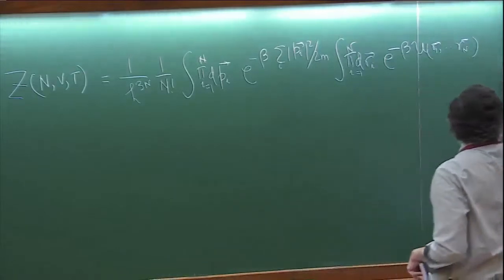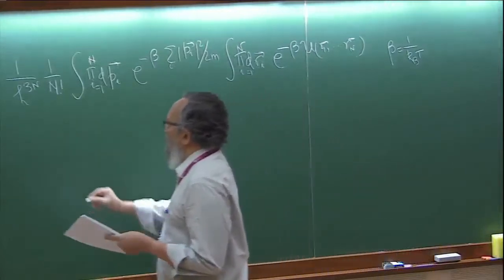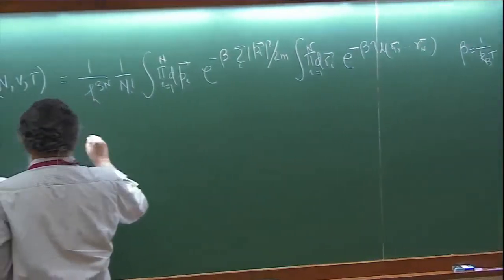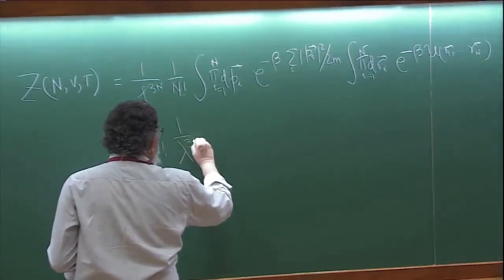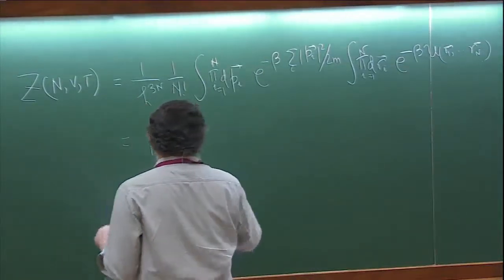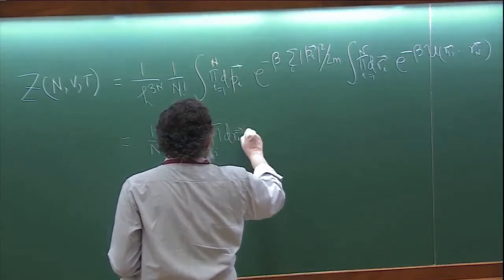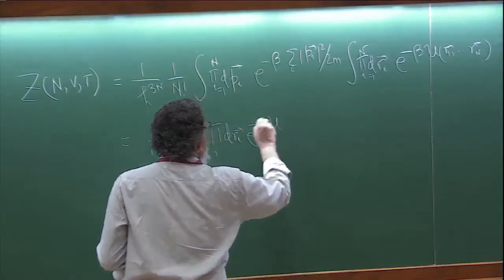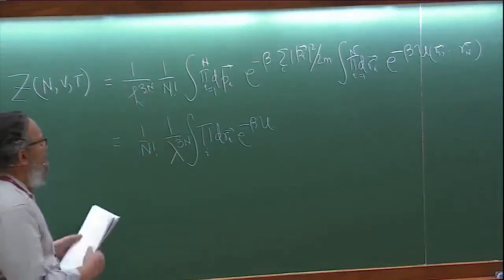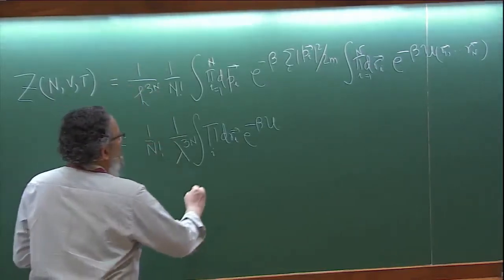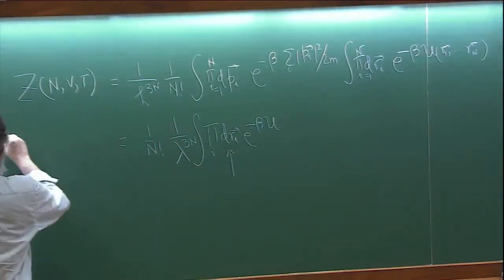And beta, of course, is 1 over T. And doing the momentum part, one gets basically 1 over n factorial, 1 over this thermal wavelength to the power 3n, and then you have the configurational part. So, of course, in an ideal gas, only this part is there, and then everything is easy and exactly solvable. This is the quantity that we are supposed to now try to evaluate, and this lambda, of course, is the thermal wavelength.